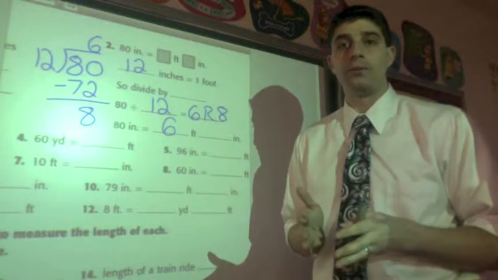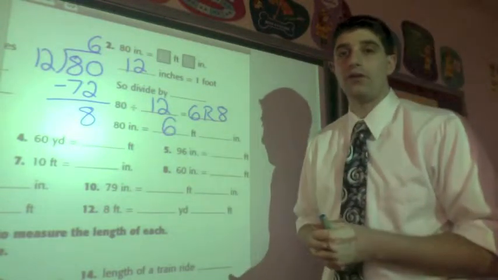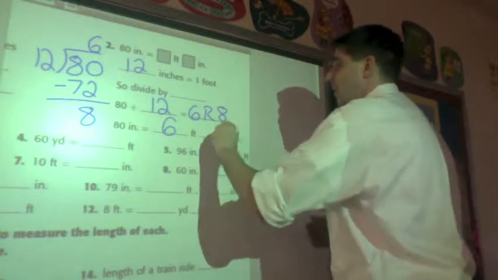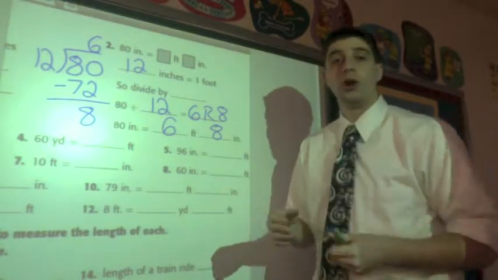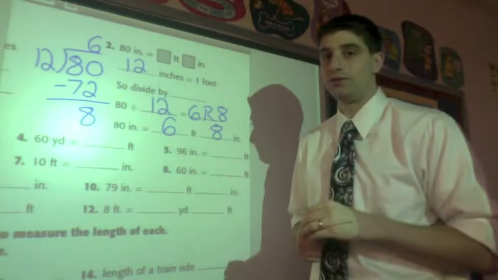So 80 inches does equal 6 feet, but I have to know that my remainder is what I have left over. So after I have my 6 feet, how many inches do I have left over? And yes, it is 8. So 80 inches equals 6 feet and 8 inches.